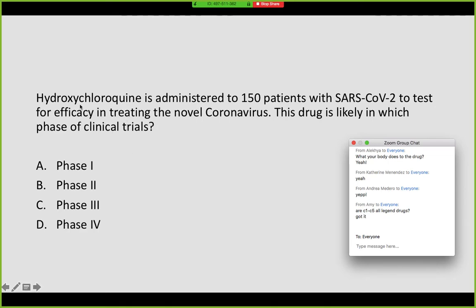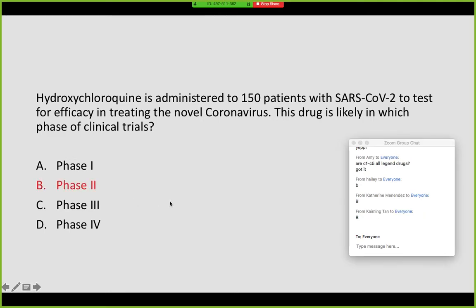Okay, so hydroxychloroquine is administered to 150 patients with SARS-CoV-2 to test for efficacy in treating the novel coronavirus. This drug is likely in which phase of clinical trials? Right? Good job, you guys. So the answer for that one is B.